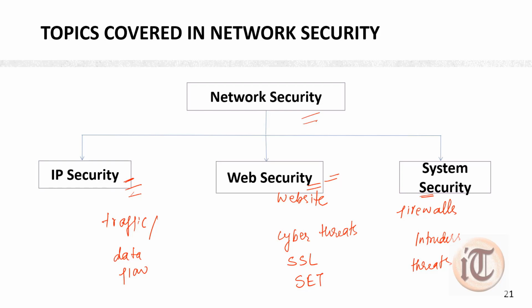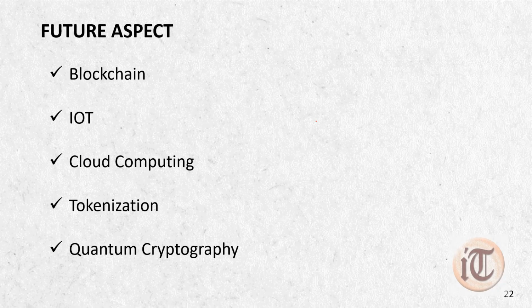So we can say that from email to cellular communication, from secure web access to digital cash, cryptography is an essential part of today's information system. And in future, as commerce and communication continue to move to computer networks, cryptography will become more and more vital. So the next slide discusses some future aspects or technologies where cryptography is used, like blockchain, IoT, that is Internet of Things, cloud computing, tokenization, and quantum cryptography.